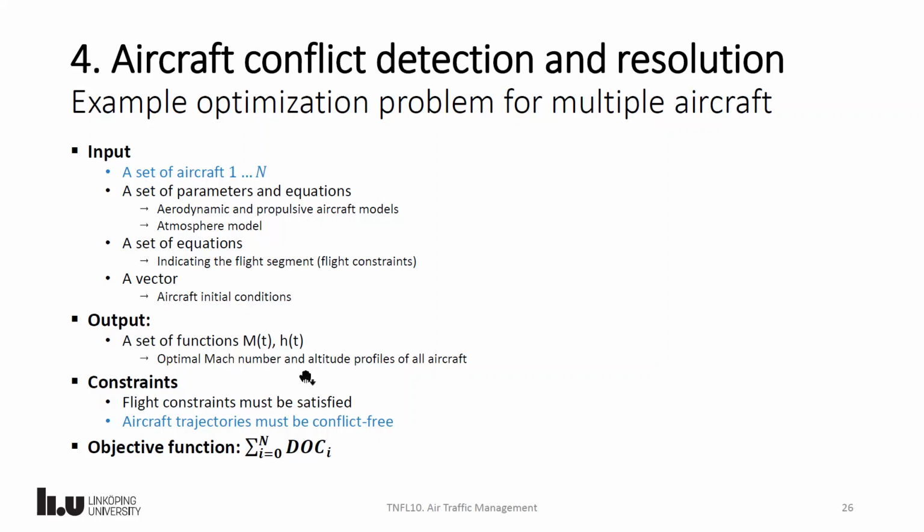The output is the same. We want to obtain the optimal Mach numbers and the optimal altitude profiles for all aircraft. But now we have added a new constraint, which is that the aircraft trajectories must be conflict-free. And the objective function, instead of being the direct operating cost of one aircraft, is the sum of the DOCs for each individual aircraft. So the most important change if we have to consider multiple aircraft is that the aircraft trajectories must be conflict-free.